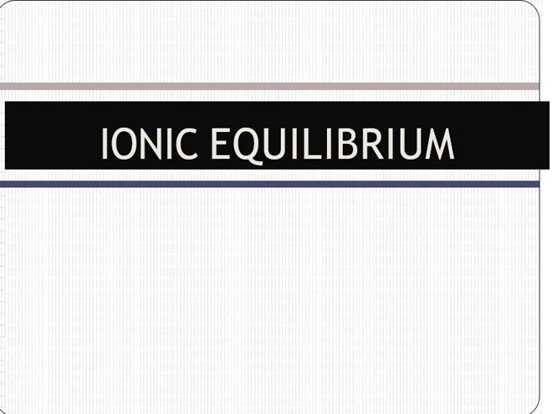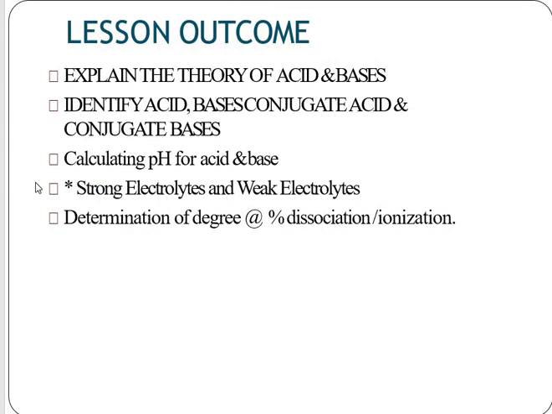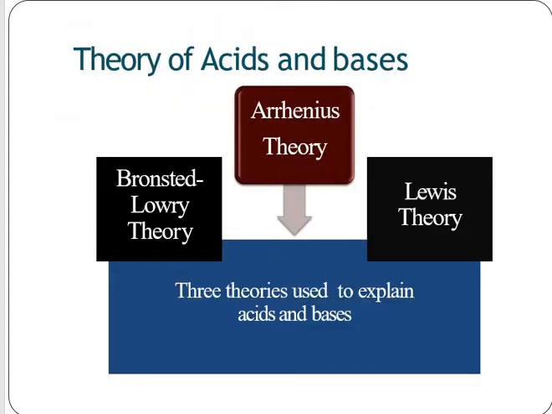The main points of this chapter will be theory of acids and bases, identify acid, bases, conjugate acids and conjugate bases, calculating pH for acids and bases, strong electrolytes and weak electrolytes, and determination of degree of dissociation or ionization. These are important points. So let us start. First point, theory of acids and bases.